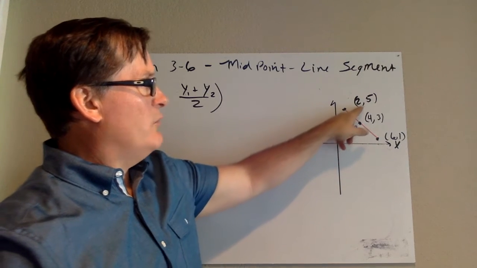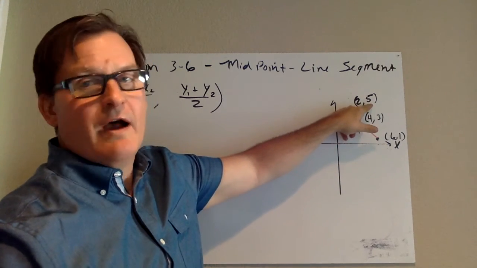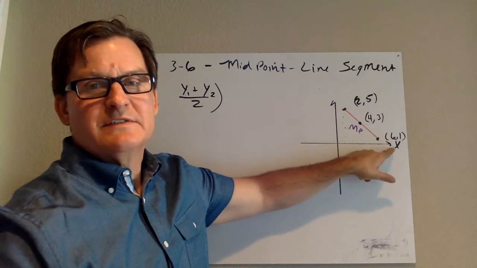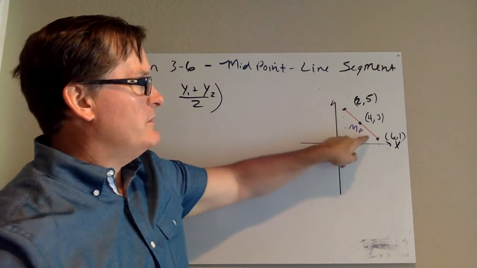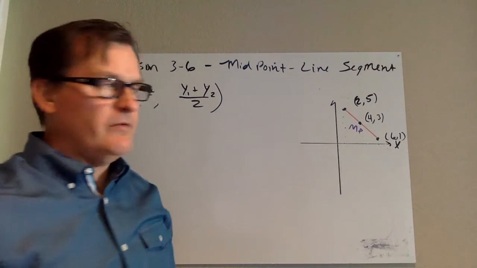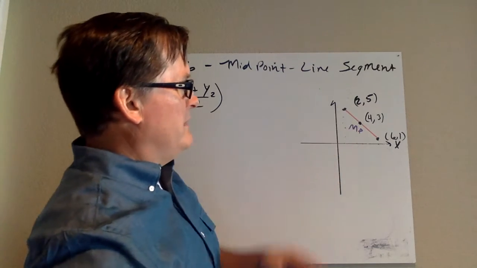This endpoint is at the ordered pair (2, 5), x is 2, y is 5. This one's at the ordered pair (6, 1), x is 6, y is 1. Then there's a proposed midpoint at the point x is 4, y is 3, the ordered pair (4, 3). And we're going to prove that that's the midpoint.